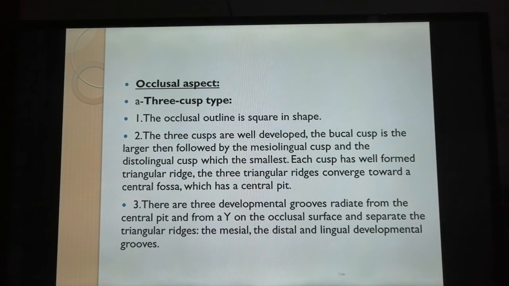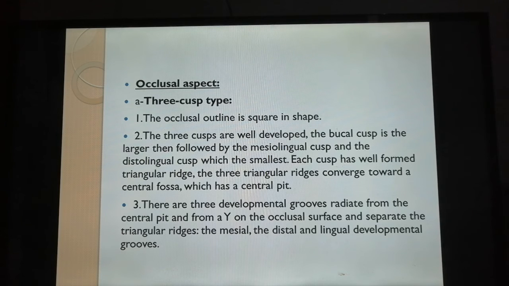Number 2, the 3 cusps are well developed. The buccal cusp is the largest, followed by the mesiolingual cusp and the distolingual cusp, which is the smallest. Each cusp has well-formed triangular ridges. The 3 triangular ridges converge toward the central fossa, which has a central pit.